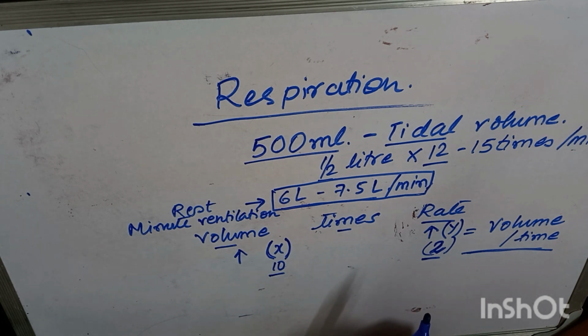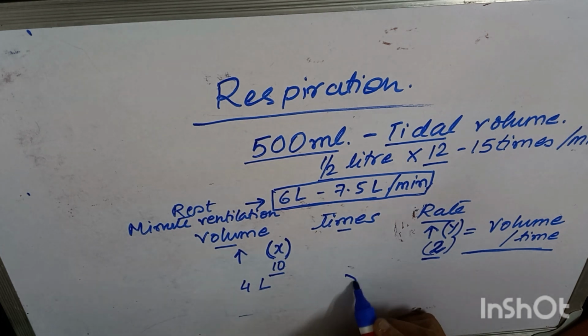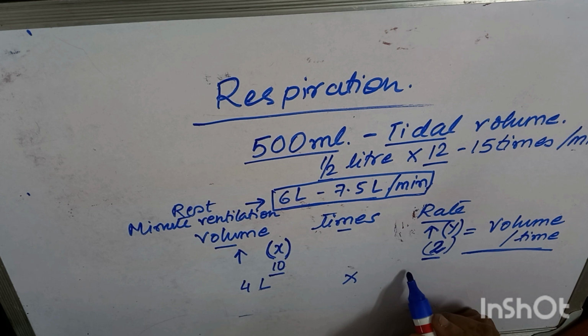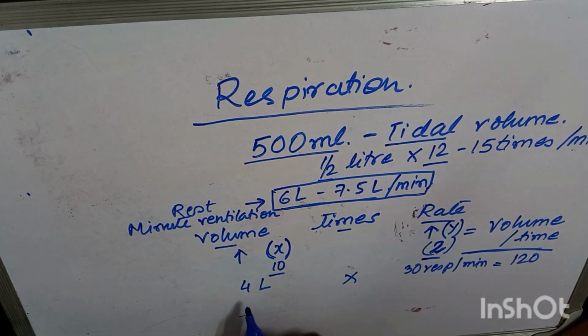I'll give you an example. Say we are breathing a volume of 4 liters with every breathing cycle, at a rate of say 30 respiratory cycles per minute. So it can go up to 120 liters, 4 into 30, 120 liters. This is a huge amount of air that we are pouring in. Actually, we are ventilating inside the lung.